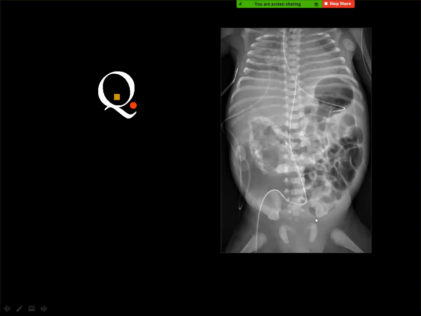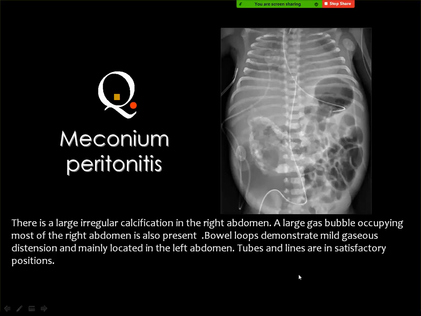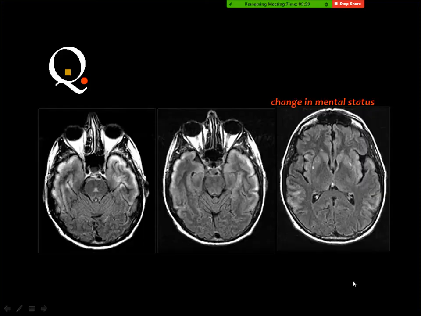What do you think? Peritonitis. Meconium peritonitis? Meconium peritonitis, yes. I think this is the only diagnosis in the neonates whenever you see calcium in the plain film in the abdomen, and you think of meconium peritonitis.